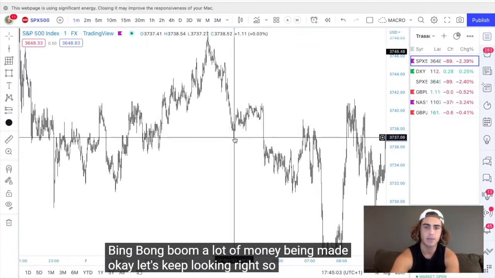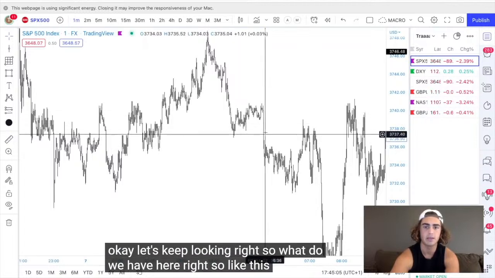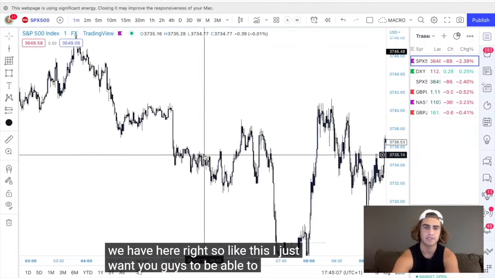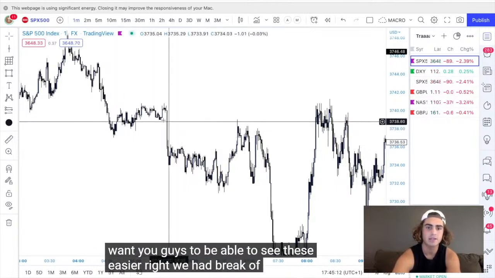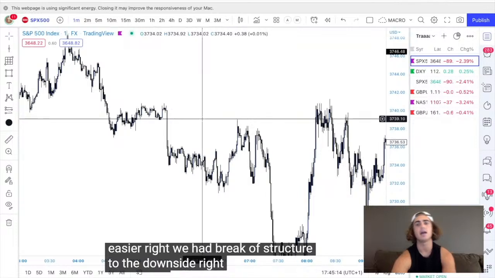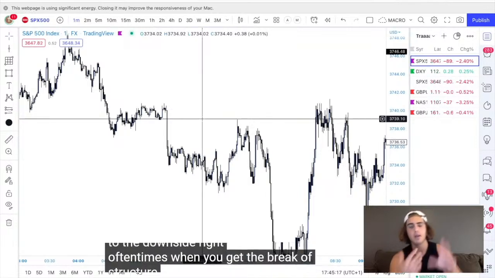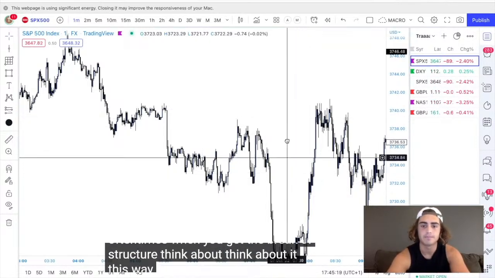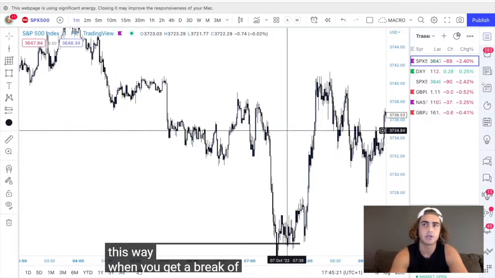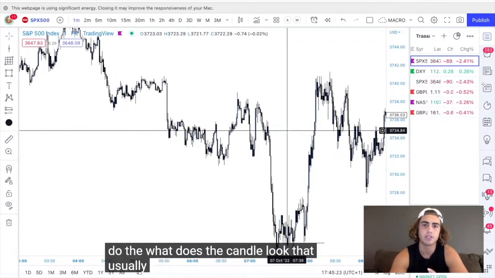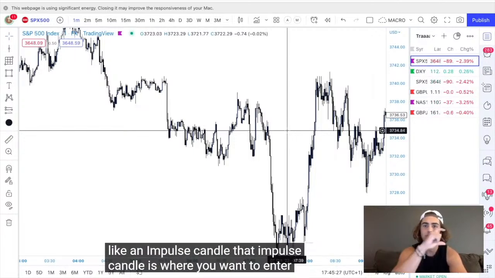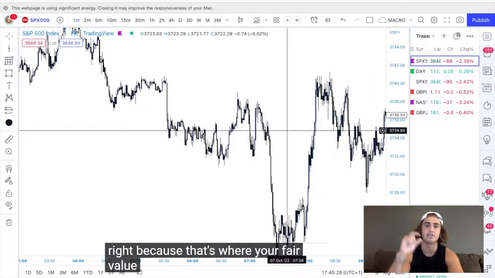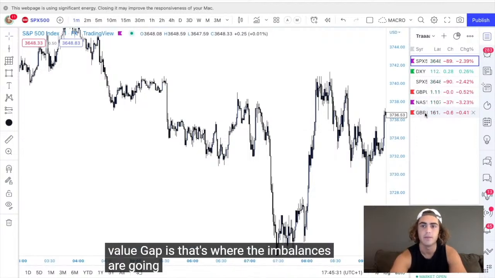So what do we have here, right? So like this, I just want you guys to be able to see these easier, right? We had break of structure to the downside, right? Oftentimes, when you get the break of structure, think about it this way. When you get a break of structure, what does the candle that usually breaks structure look like, right? It looks like an impulse candle. That impulse candle is where you want to enter off of, right? Because that's where your fair value gap is. That's where the imbalances are going to be.